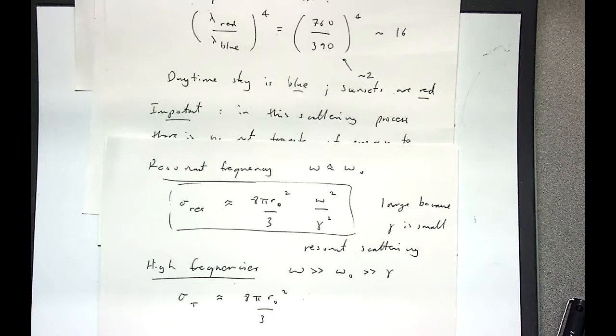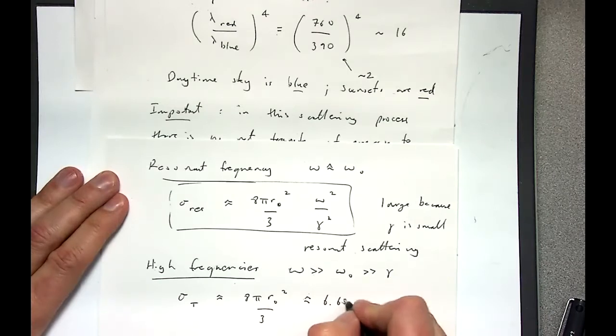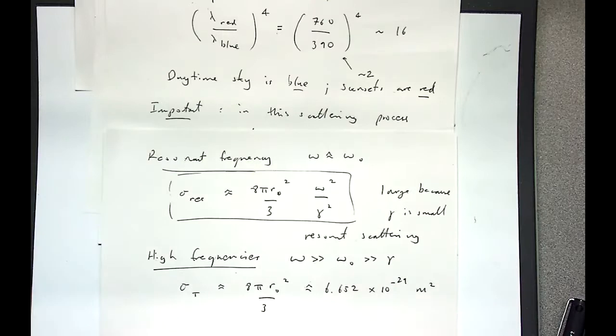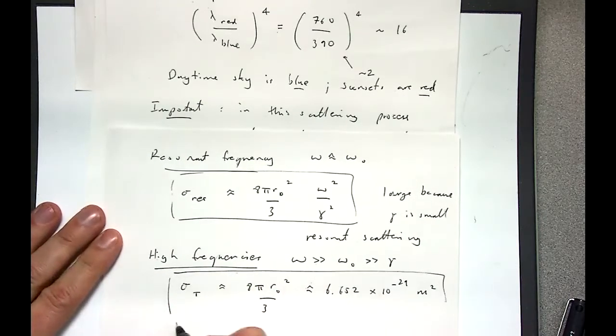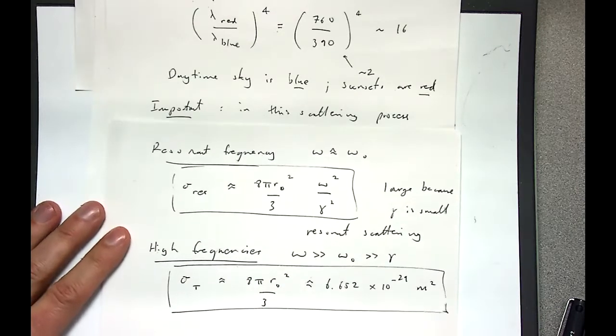This is called Thompson scattering. This is the Thompson scattering cross-section. And we work out what that number is. It's about 6.652 times 10 to the minus 29 meters squared. Okay? What does this mean? It tells us, well, firstly we see there's no frequency dependence.